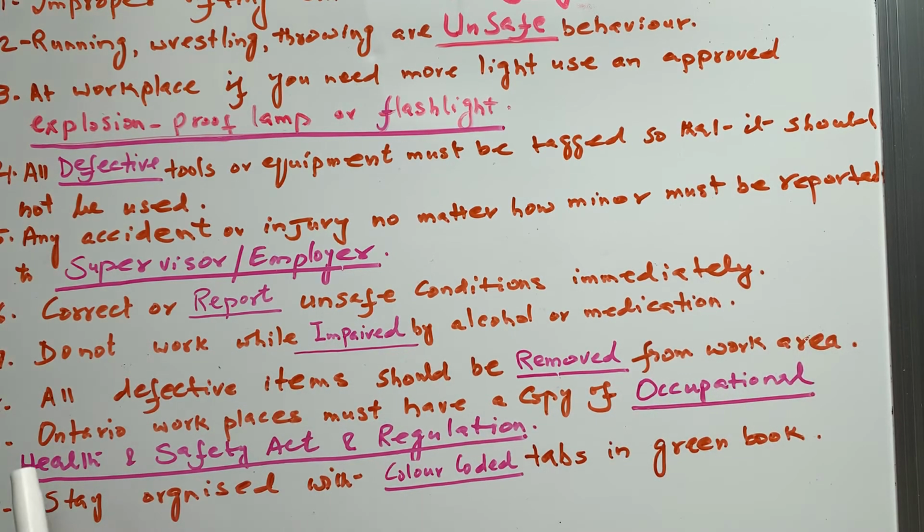Next is that every Ontario workplace must have a copy of the Occupational Health and Safety Act and Regulation. This is again OSHA, right? We talk about OSHA. This is the organization which is responsible for making regulations, acts and regulations.